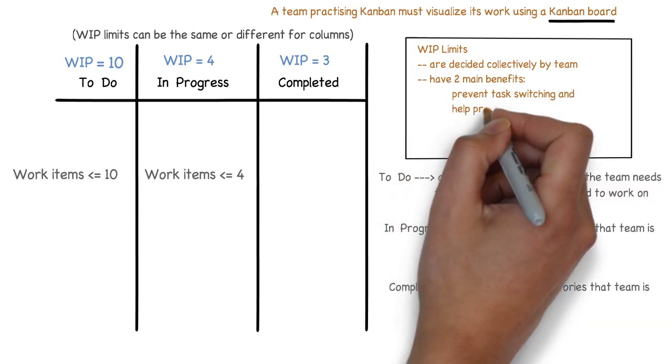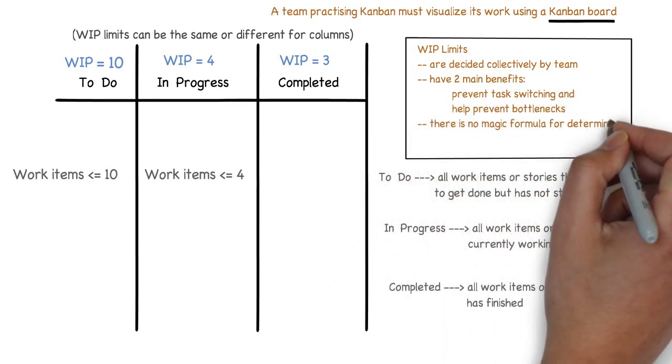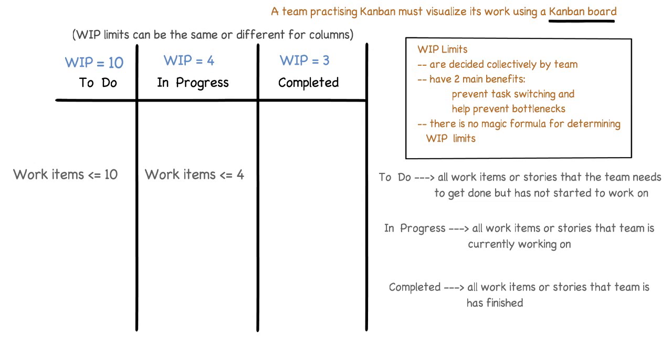WIP limits provide two major benefits. One, it prevents team members from task switching, which studies have shown leads to loss of productivity. And two, it prevents bottlenecks. Together, these benefits help maintain continuous flow of work for a Kanban software development team. Now, there is no magic formula to determining WIP limits. A common way for a Kanban team to determine WIP limits is to start with a small number as a WIP limit for a column and gradually increase it over time until a point is reached when the flow of work starts to get impeded.